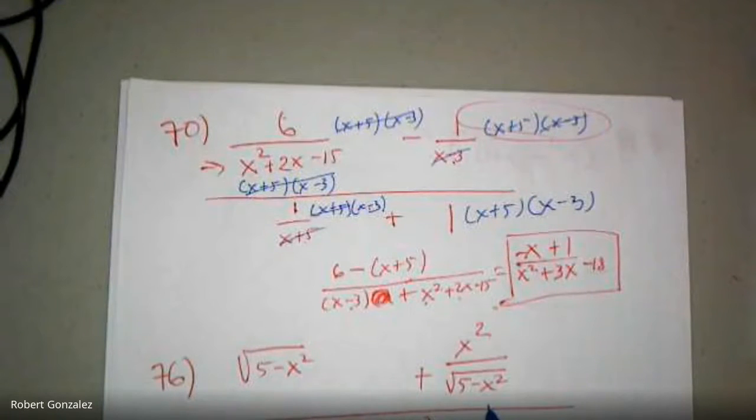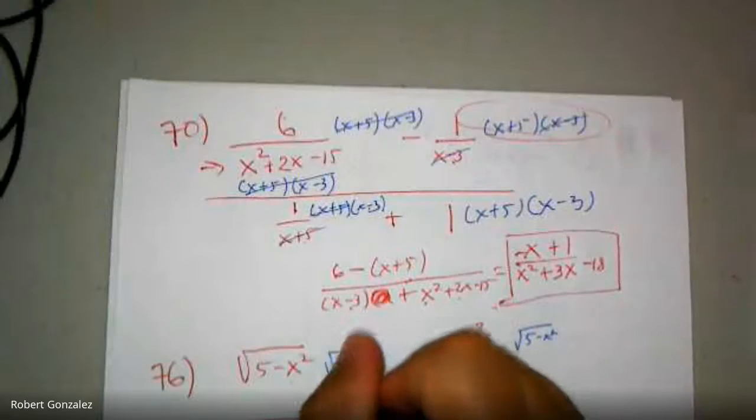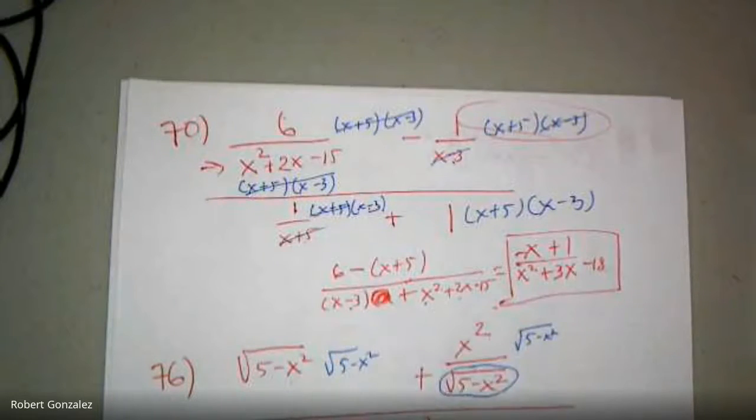Let's go down to number 76. And I have something plus fraction over something. This is my only denominator. Let's multiply everywhere by radical 5 minus x squared. And I have two terms here that I have to distribute it to. So be sure to write it for each one. I'm distributing already. You can see how I wrote it on each side. So it goes like this.